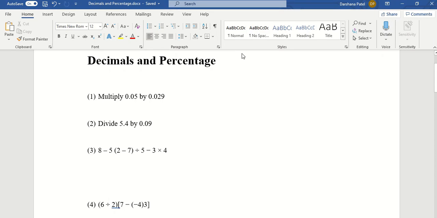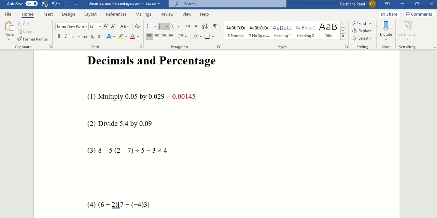Decimals and percent. The first question here, we are asked to multiply 0.05 times 0.029. So you can do side work or you can do rough work, and the solution we should get here is 0.00145. If you're not sure, you can also use your calculator.